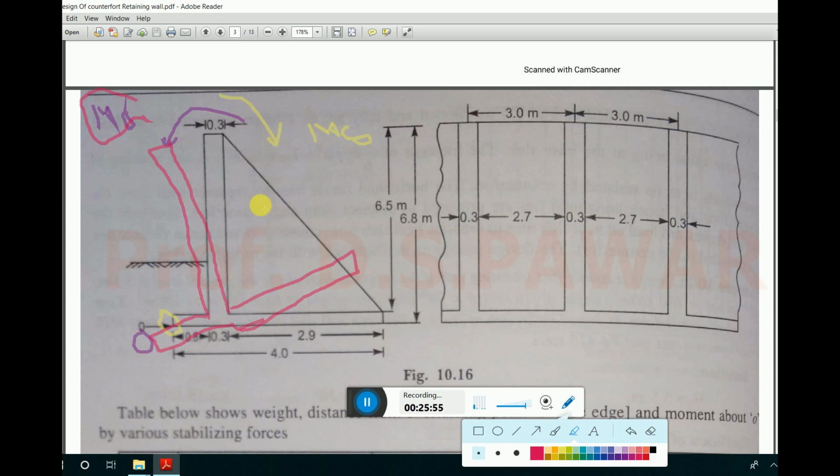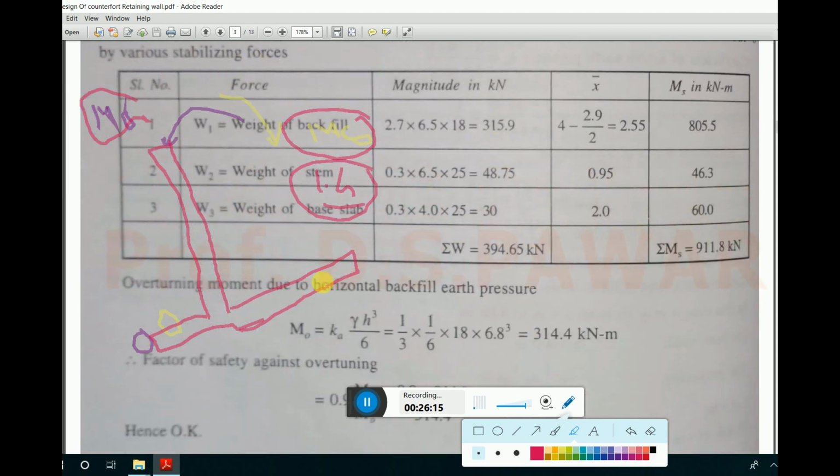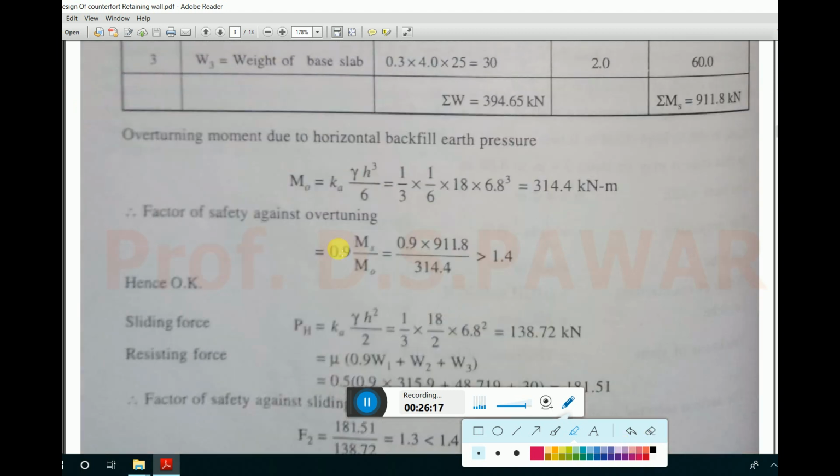But IS 456 says that the Ms value should be 1.4 times more than the M0 value, and then only you can say the structure is safe against overturning. So this is the IS 456 parameter, 1.4. By considering this, we are going to check the stability. So here, factor of safety against overturning. The formula given in IS 456 is 0.9 into Ms. See again, 0.9 Ms here.